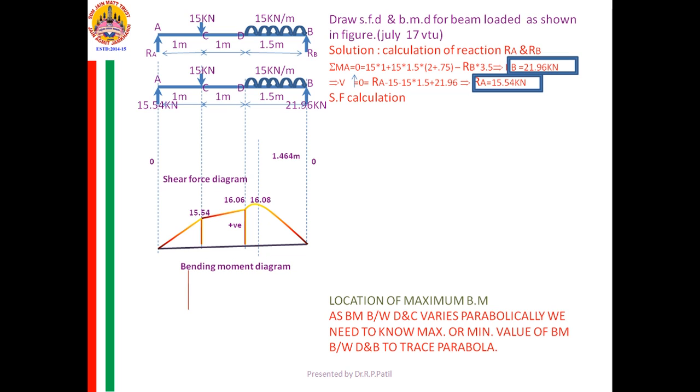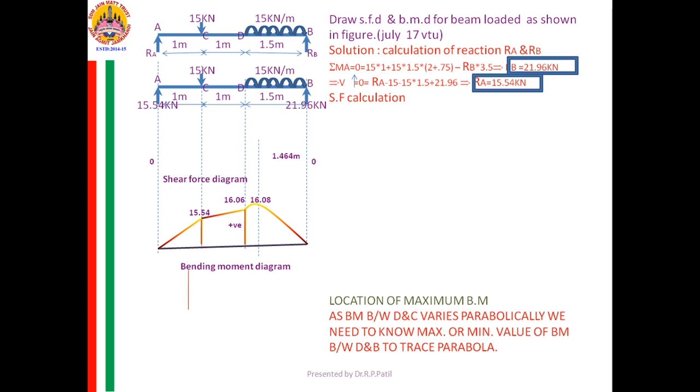Now I want to calculate the SFs. I am adopting a different procedure. I am starting from one of the ends and reaching the other end. Say I am starting from the left side of the beam, means from A, C, D, B. I am calculating the SF one by one.